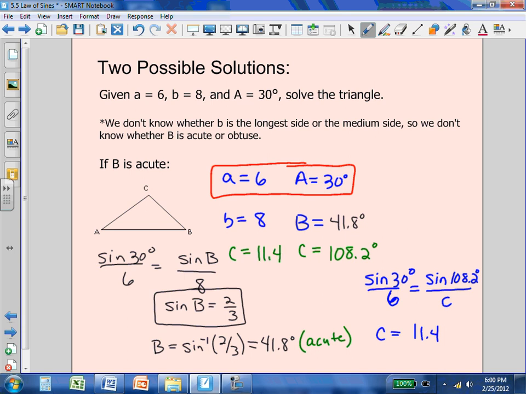Double check. 30, 41.8, 108.2, everything's in order. 6, 8, 11.4 looks good too. Okay, so that's what happens if we just go the normal route, and that's what you're likely to come up with. If you're not paying full attention, you'll get that, but not this next one.